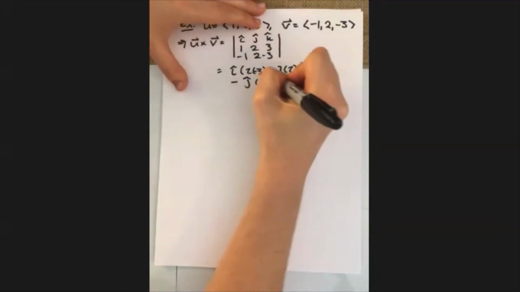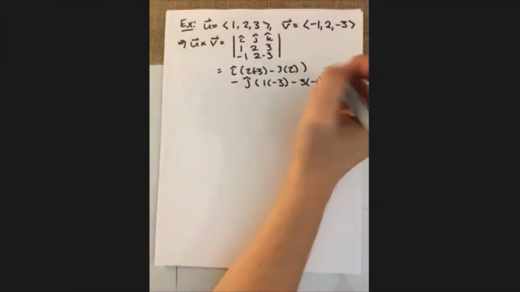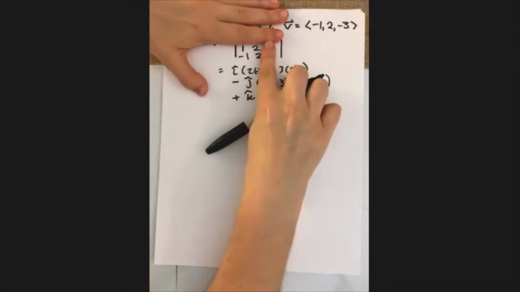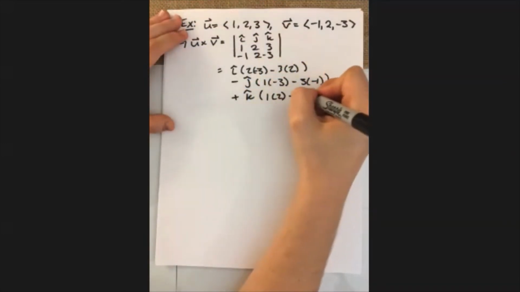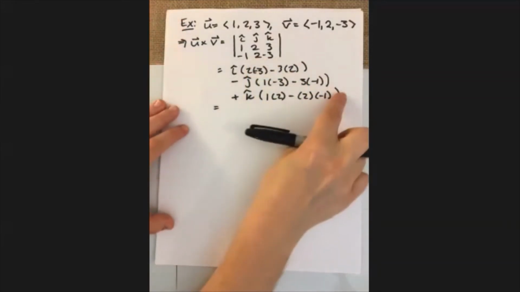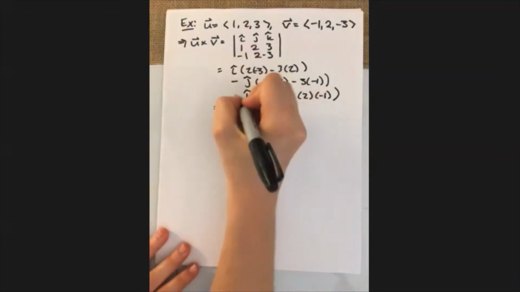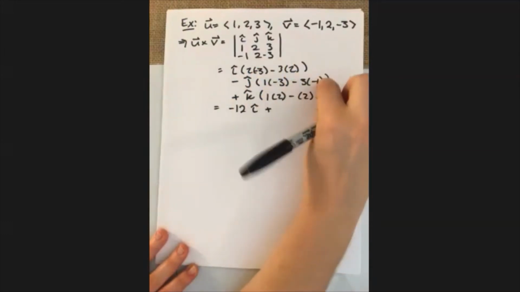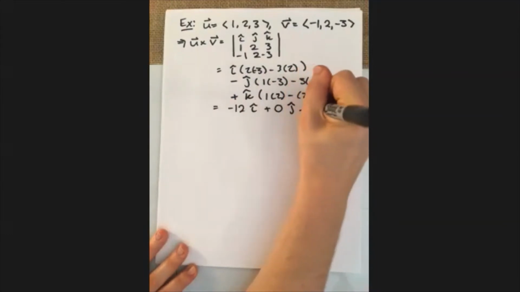So 1 times -3 minus 3 times -1. And then finally we add to that k hat times the determinant of what's left over. So 1 times 2 minus 2 times -1. Simplifying each of these down and keeping with each of these components here, you get -12 i hat plus, this is just 0 right here, so 0 j hat, and then plus 4 k hat.